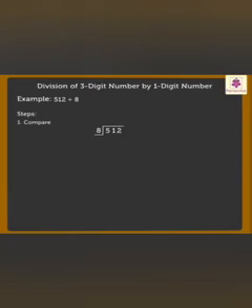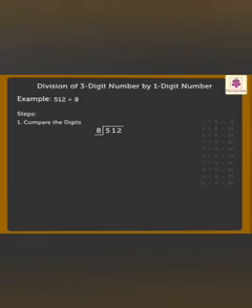Firstly, compare the digits. We compare the leftmost digit of the dividend with the divisor. Here, the leftmost digit is the digit in the hundreds place, that is 5. 5 is smaller than 8. So, we consider the digits 51 together. Here, 51 is greater than 8.